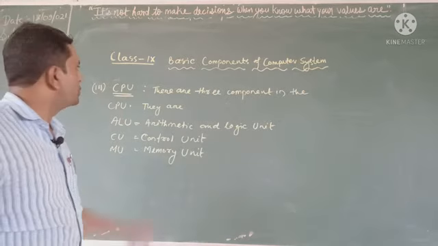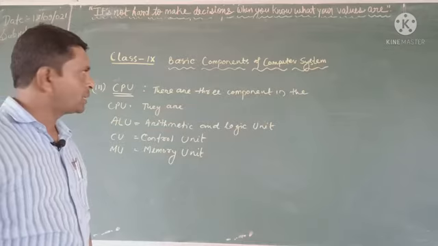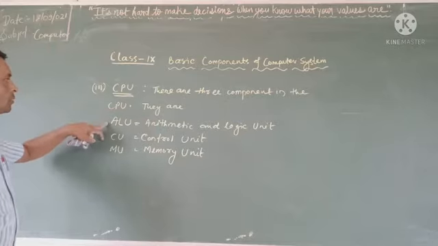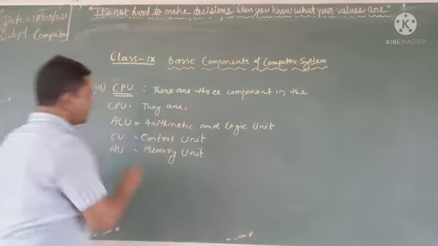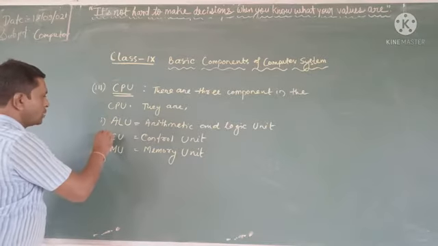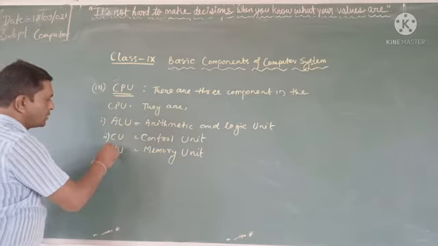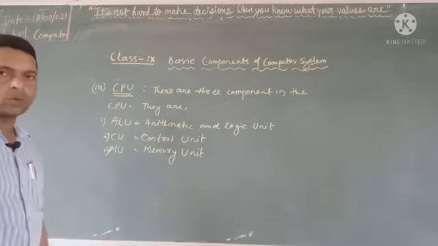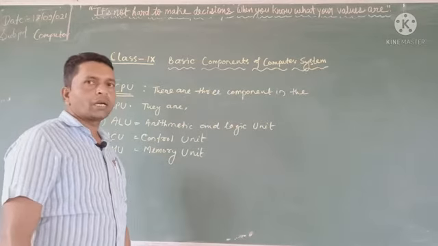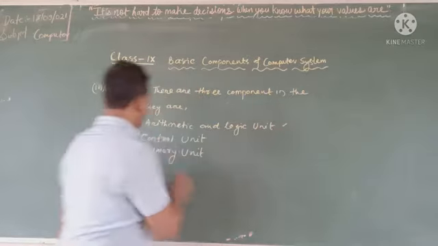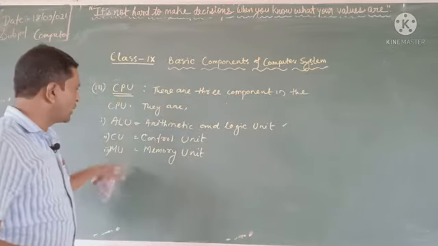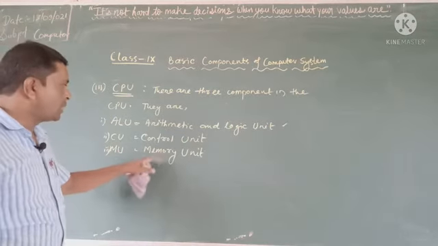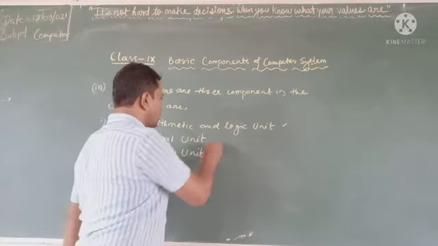In the CPU there are also different components. There are three components: one is ALU, second is CU, and third is MU. ALU is the arithmetic and logic unit. All the arithmetic, mathematical and logical calculations are done here. The CU controls the ALU and MU. The MU is the memory unit, and it stores data and instructions given to the computer.